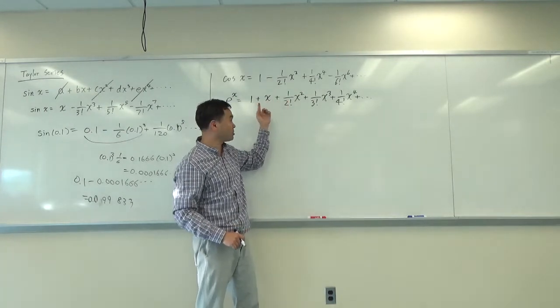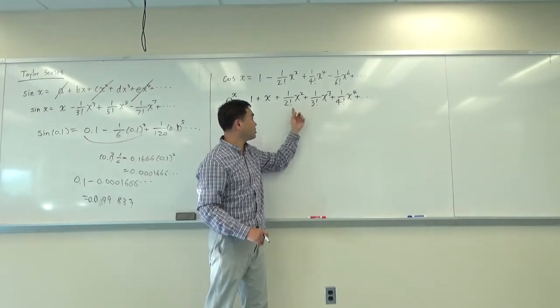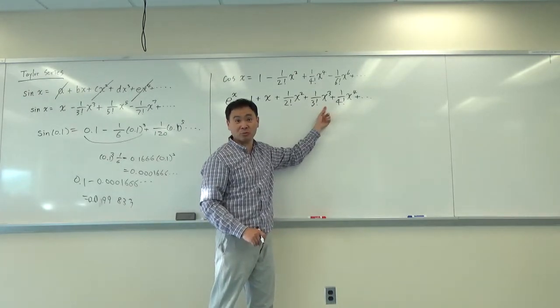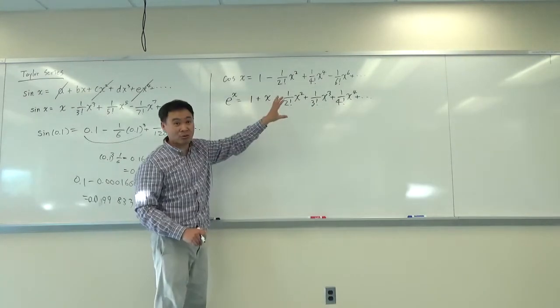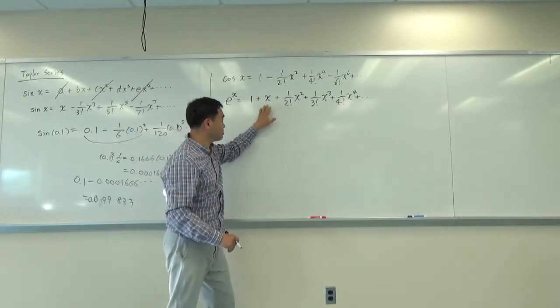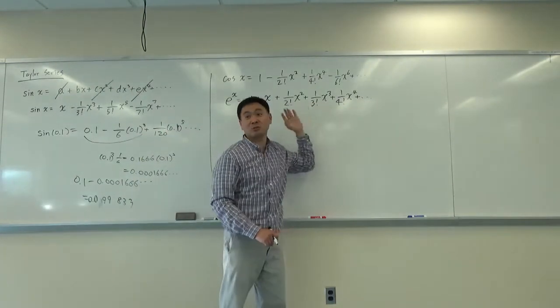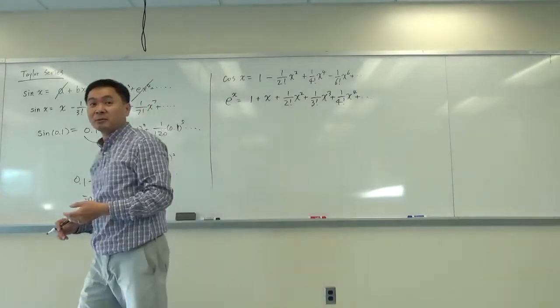1 over 1 factorial is just 1. This will become this when you differentiate, this will become this when you differentiate. So if you differentiate the right side, this becomes this, this becomes this, this becomes this, this becomes this. So you end up with the same exact series, right?